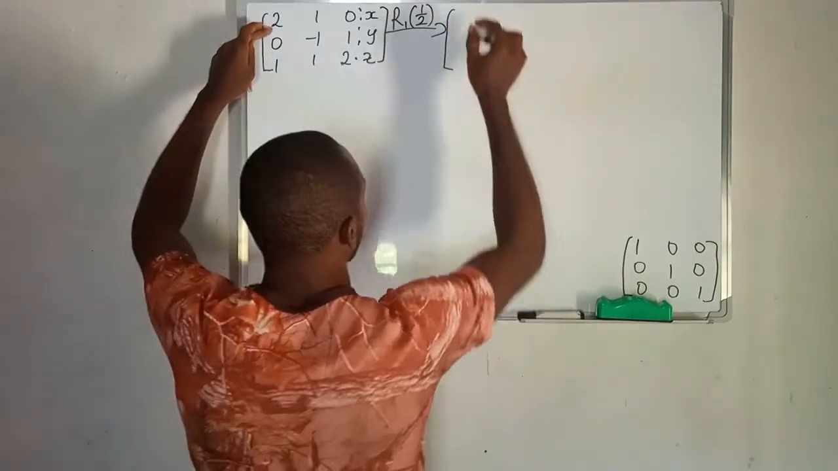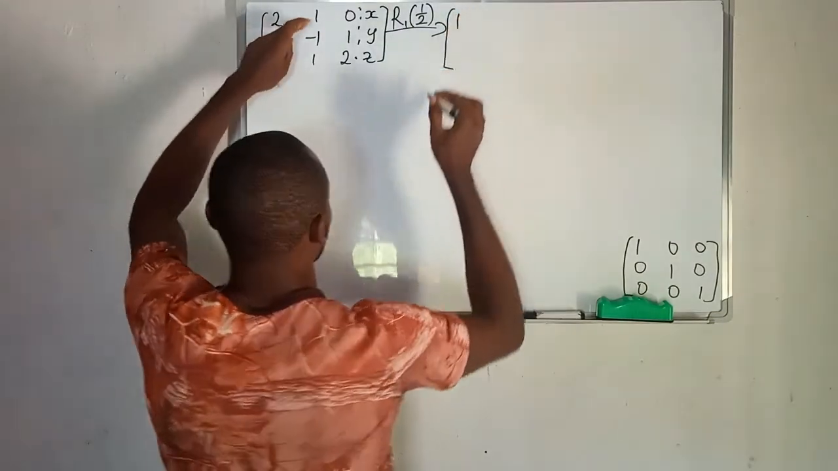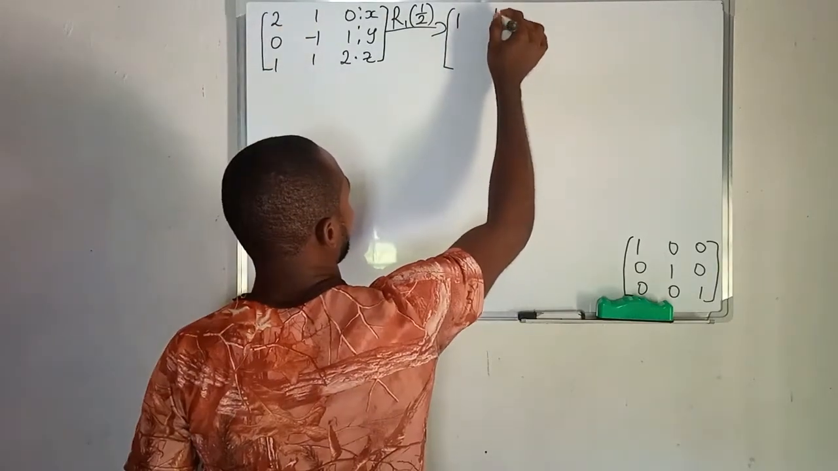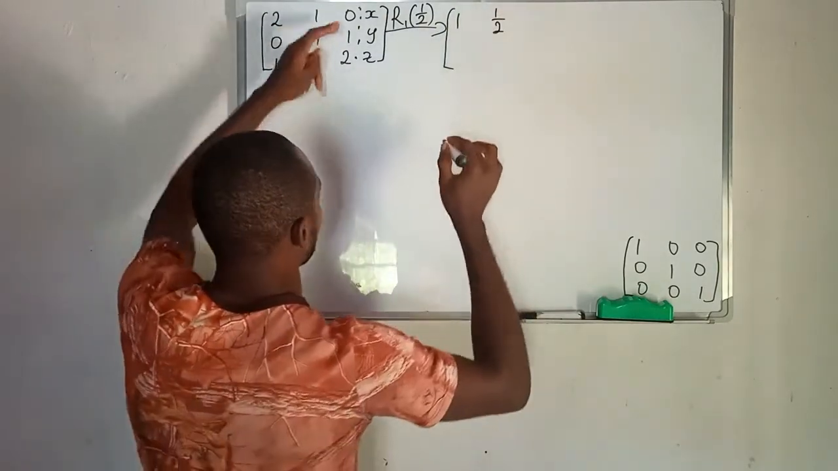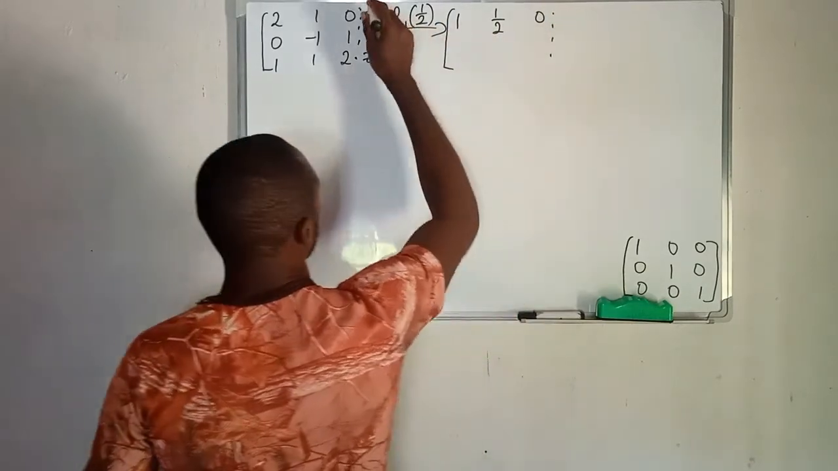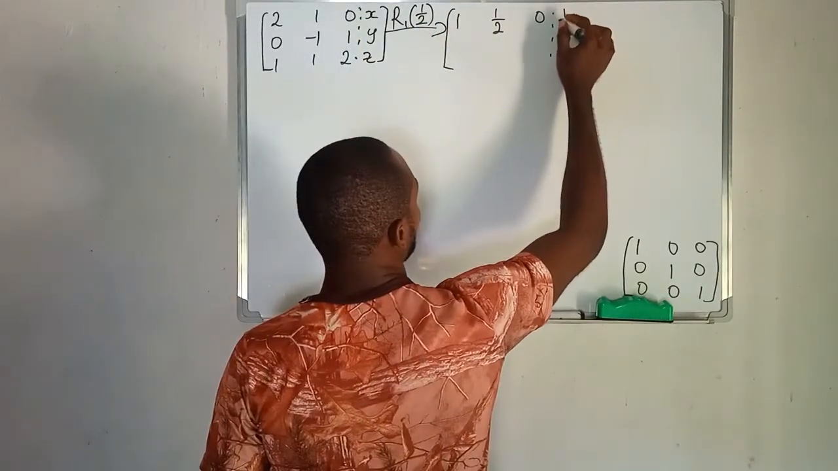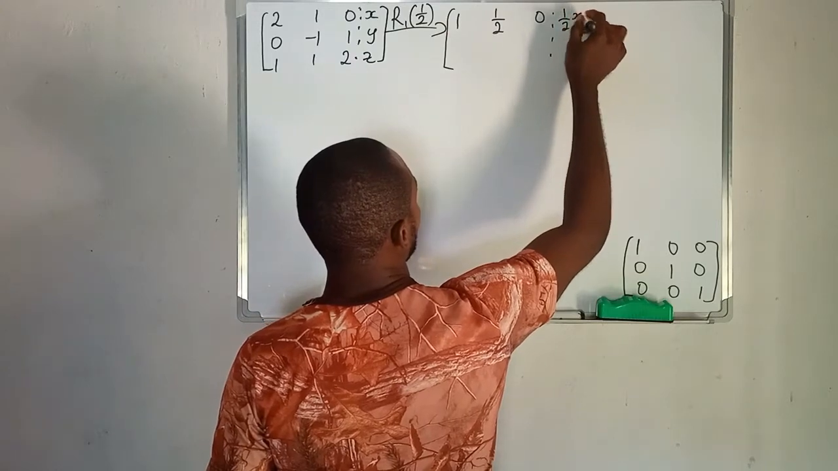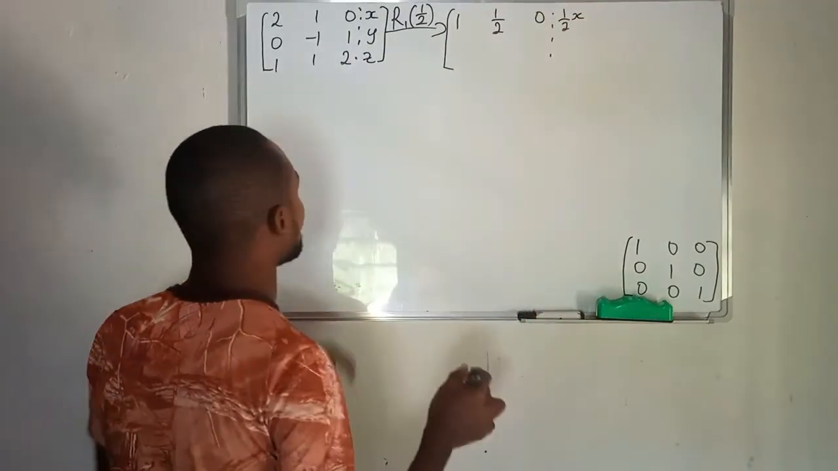So multiplying this by 1 over 2, we'll have 1 here. Multiplying this by 1 over 2, we have half here. And then multiplying this by 1 over 2, we have 0 here. And then we'll also multiply x by 1 over 2, so we'll have 1 over 2x. And so that's our first result.